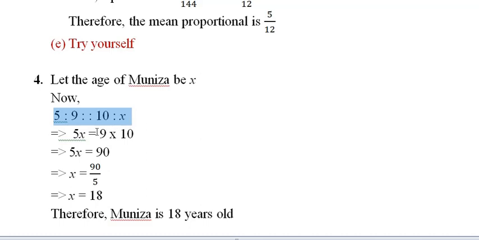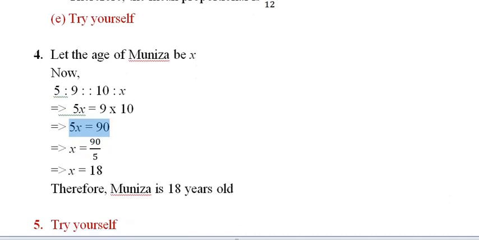10:X. It's very simple. Whatever variable you have to find, you should keep towards the left hand side. So you have to find the value of X, so keep that X towards the left hand side. And we all know that the product of extremes will be equal to the product of means. So 5X, keep it towards the left hand side, because we have to find the value of X. 9 into 10 will be 90. So 5X equals 90. Now just find the value of X. You will get the age of Muniza. Similarly, you can solve question number 5 and 6.